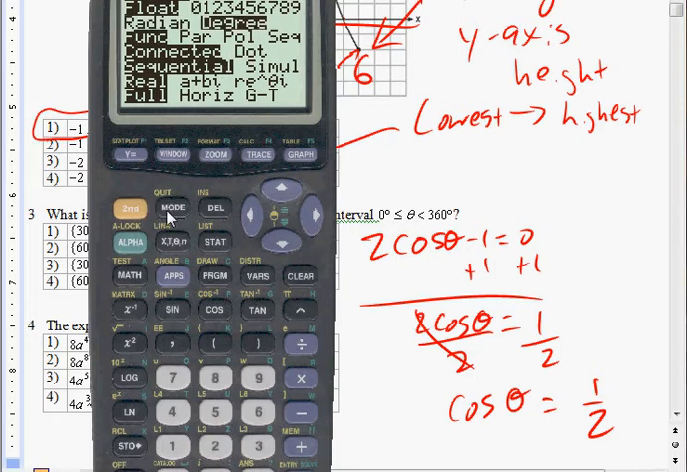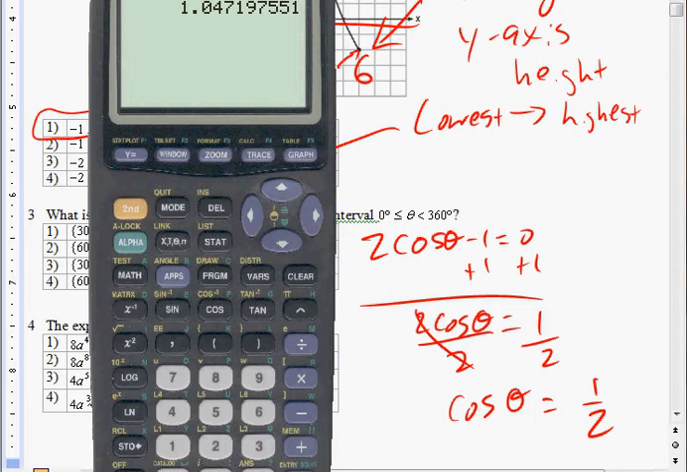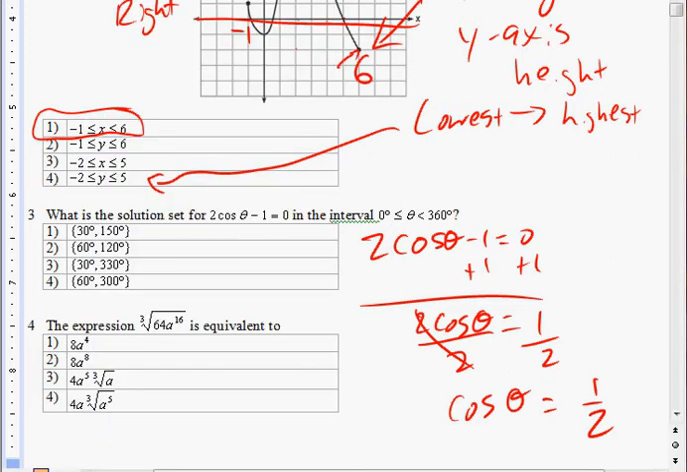So I'm going to quit here, I'll press enter one more time. Now we have the answer in degrees, and it's 60 degrees. So one answer is 60. So the angle is 60 degrees.